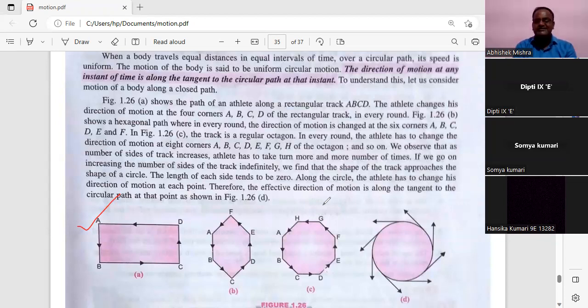Now the length of each side will tend to 0 because now it is a circle. Along the circle, the athlete has to change its direction at each point. Therefore, the effective direction of the motion is along the tangent to the circular path. We have to draw the tangent. The tangent is at 90 degrees to the radius at the particular point.